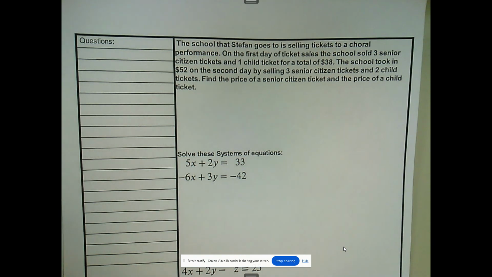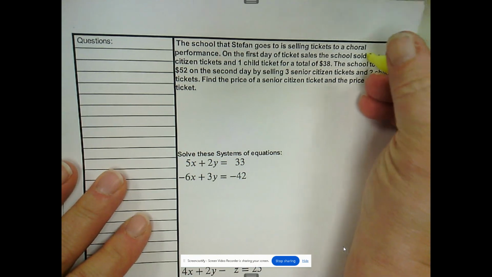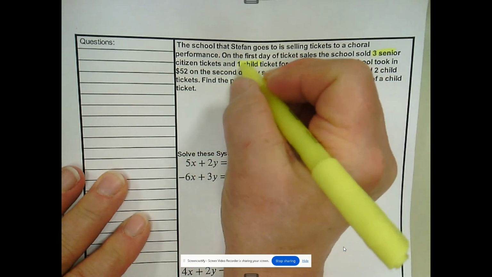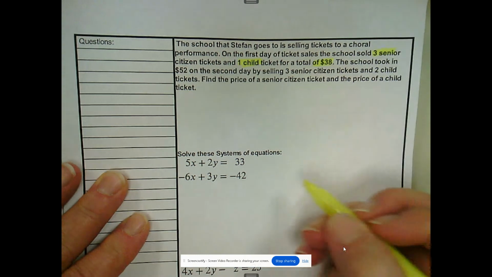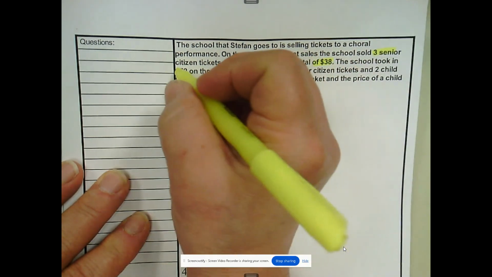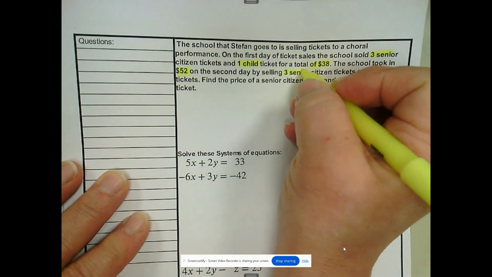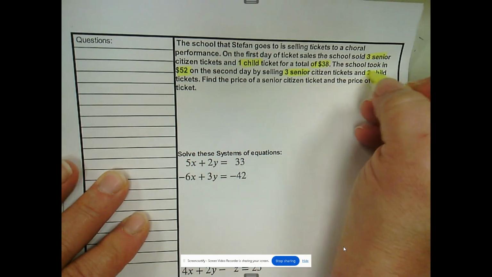So, read it through. It's a word problem. After you read it through, make sure you understand what it's asking. If you don't understand, read it through until you do. So, highlight the important stuff. On the first day, they sold 3 seniors, 1 child, for a total of $38. Second day, $52 was the total for 3 senior and 2 children.